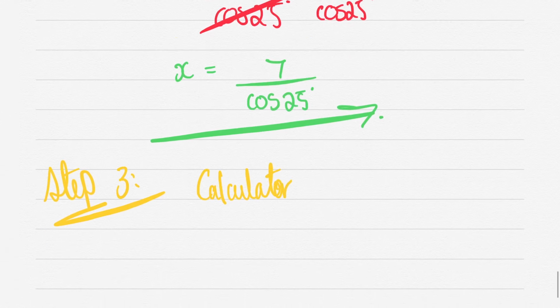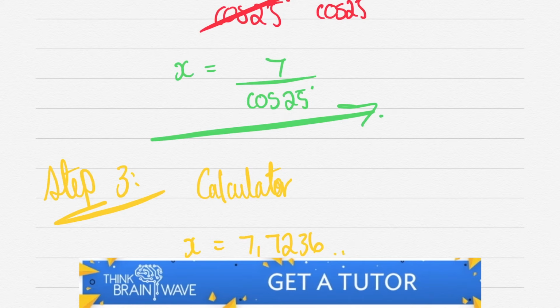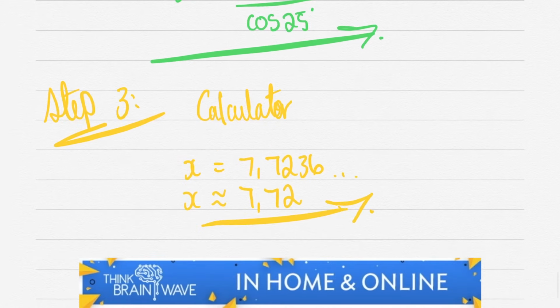In our step 3, we now need to plug these values into the calculator. Easy peasy lemon squeezy. We get a simple answer of 7.7236, and so on. Not important. We always put our wavy sign and say it's almost equal to 7.72. Easy game. That's how we do it.